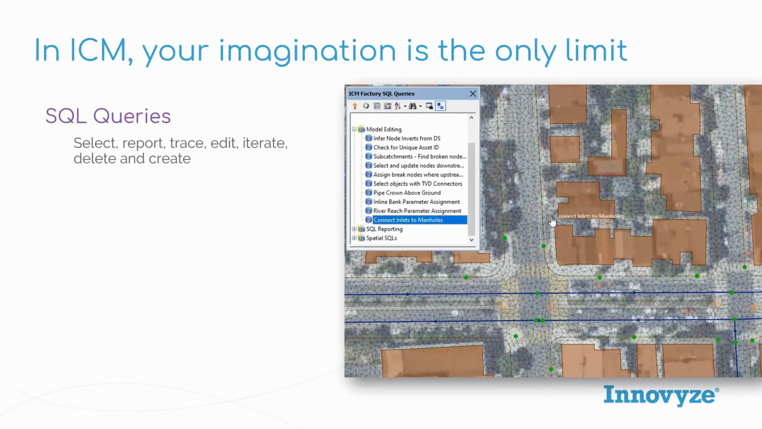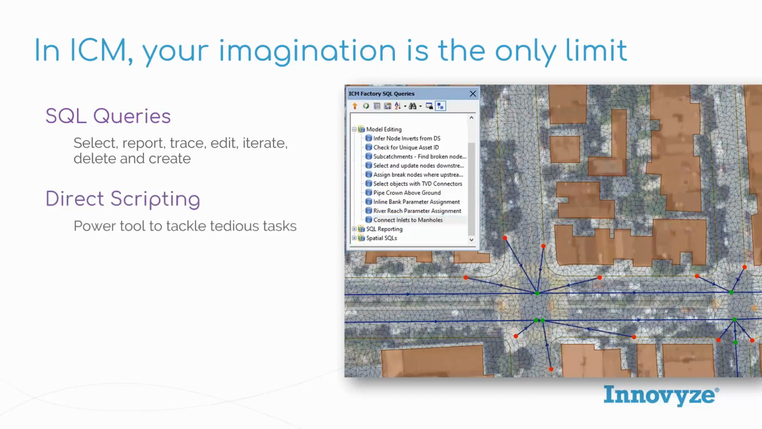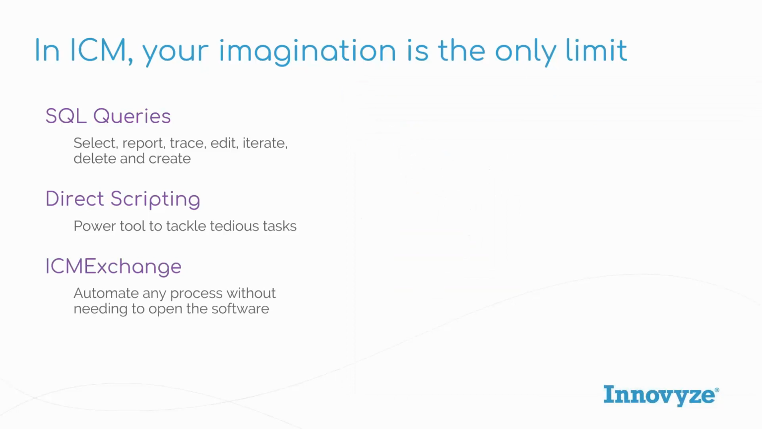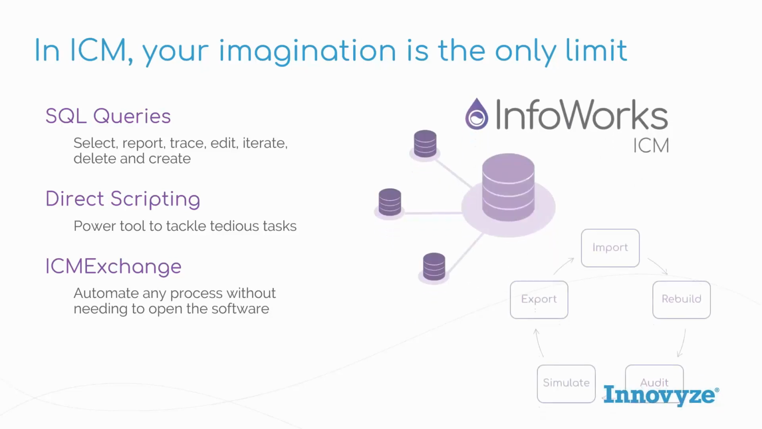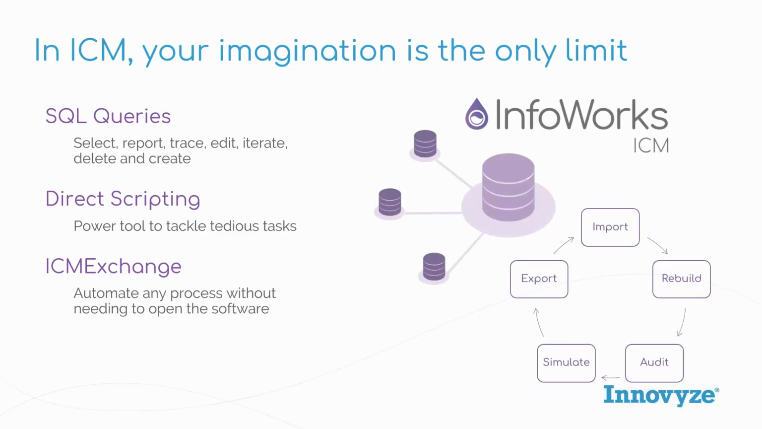You can improve your models with already existing data. You can use SQL queries to automatically update the database as shown there. Or you can use direct scripting, such as Ruby scripts, to tackle tedious tasks and automate things. And then we have something called ICM Exchange, which lets you automate processes without even needing to open the software. So that could be things like importing, rebuilding, auditing, simulating, or exporting the data.